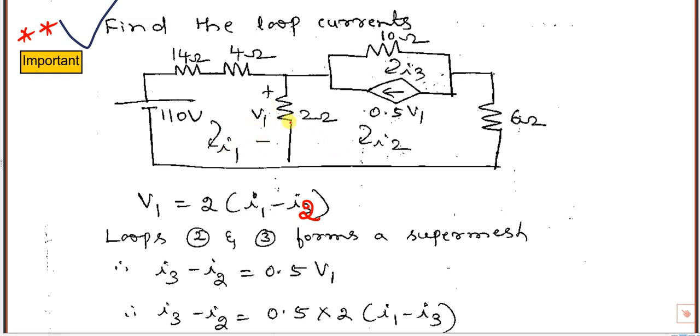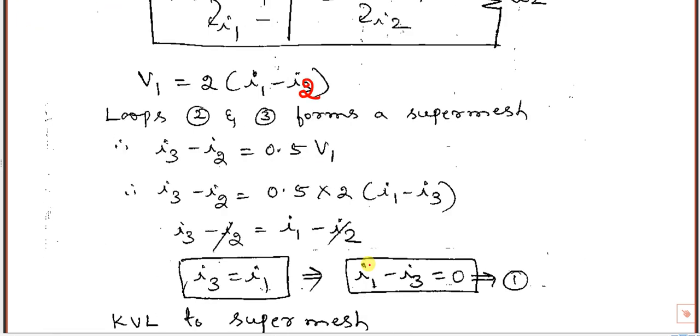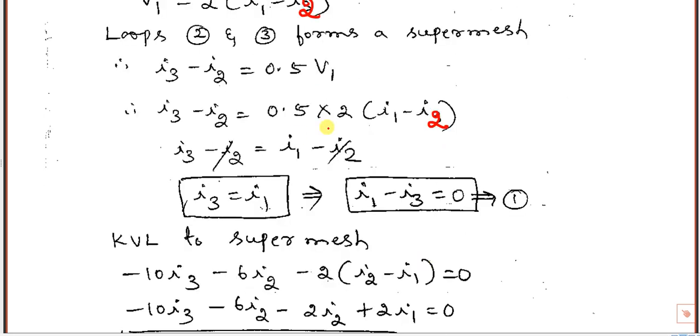V1 is equal to I1 minus I2, times 2. I3 minus I2 is equal to 0.5 V1, where V1 is I1 minus I2. So I3 minus I2 is equal to I1 minus I2. The I2 and I2 will get cancelled. I3 is equal to I1, so I1 minus I3 is equal to 0. This is equation number 1.